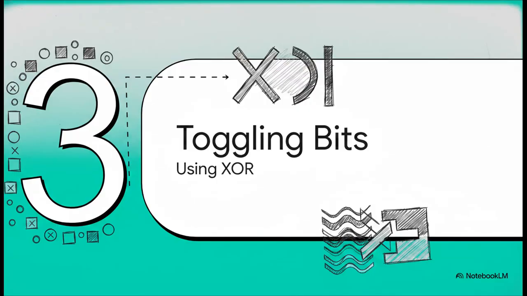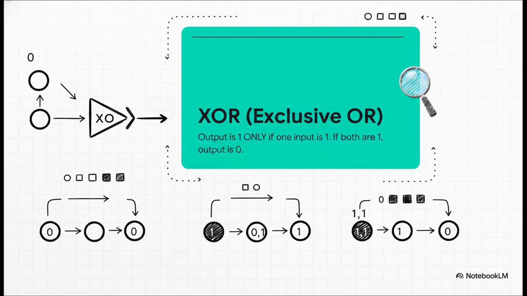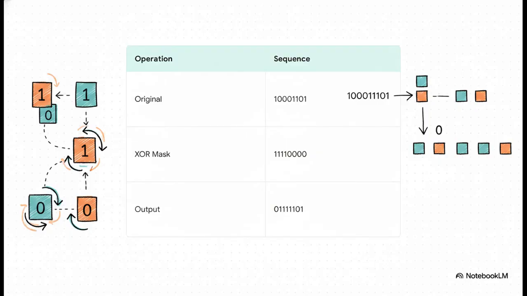All right, section 3, toggling bits with XOR. So this is XOR, which stands for exclusive OR. The rules here are pretty strict. The output is 1 only if one input or the other is 1. If both are 0, the output is 0. But crucially, and this is the exclusive part, if both inputs are 1, the output is also 0. It is strictly exclusive. Let's see it in action.